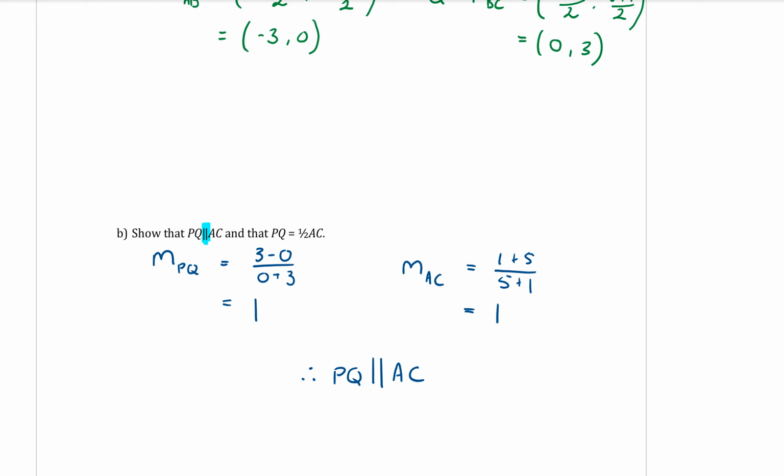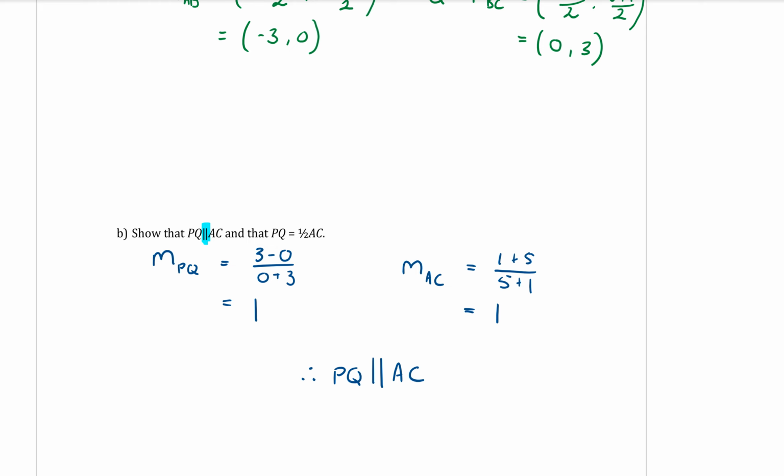Show PQ is parallel to AC and that PQ equals half AC. The PQ in here, that's not talking about the gradient anymore. That is talking about a distance. When it said parallel, I knew I needed gradients, but normally when I have two letters like that, it's talking about the distance between those 2 points. So I want to show that the distance PQ is equal to half the distance of AC.